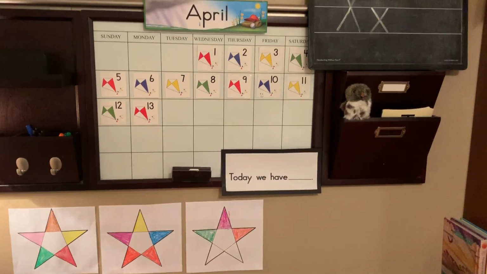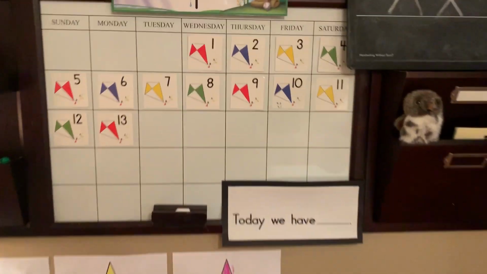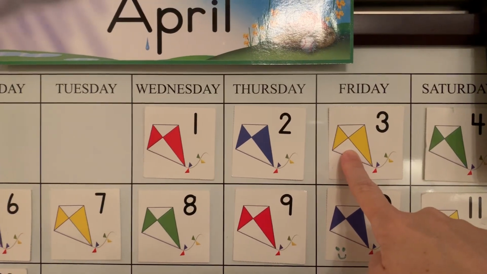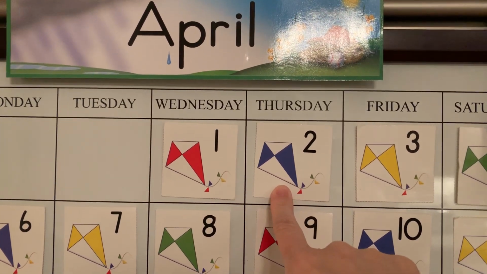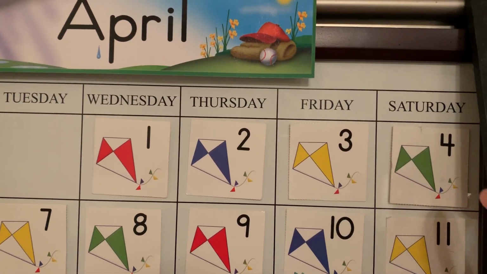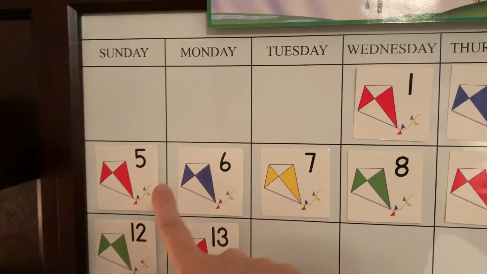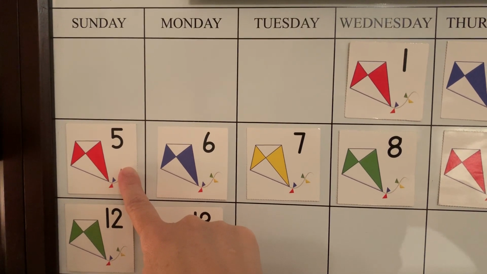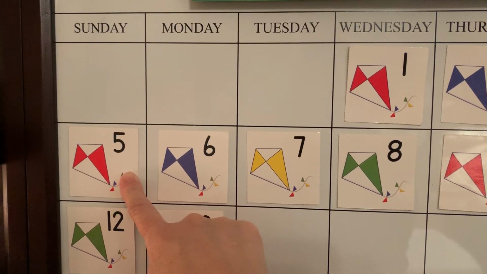We left off at the very beginning of April on Friday, April 3rd. And if you notice, on Friday, April 3rd, we had a yellow kite. So we started off with a red kite, then we moved to a blue kite, then a yellow kite, and our last kite on Saturday the 4th was a green kite. Now when we come back to Sunday the 5th, it goes back to a red kite, and that's where our pattern is going to repeat.